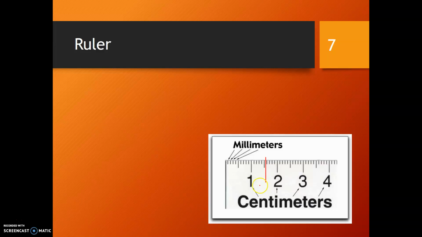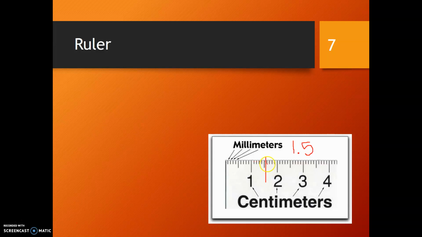So we know for sure that one of the values for this would be that it is 1 centimeter. So I'm going to write that right here. We know how many millimeters it is beyond that 1 centimeter because we can say it's 1, 2, 3, 4, 5 millimeters past the centimeter mark. So I can say that that's 1.5 centimeters.